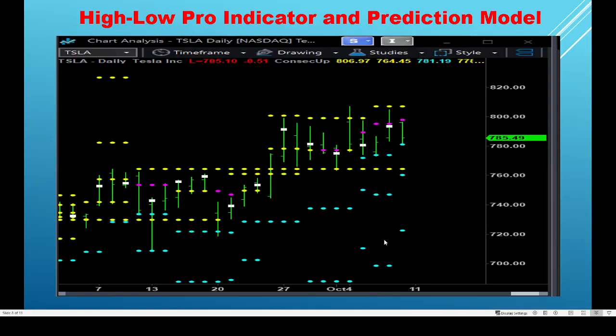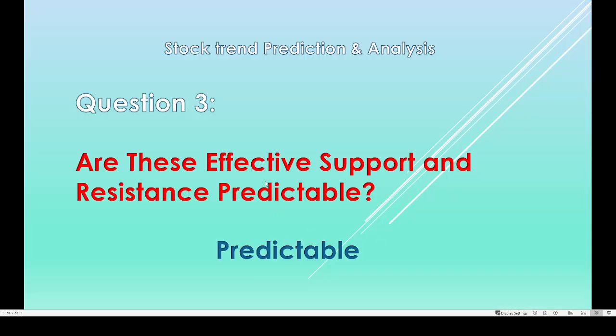So the question is, are these effective support and resistance predictable? The answer is yes, it is predictable. Why? Because many big investment companies, or maybe some big major shareholders, a lot of them may do automatic trading. They use a computer, use some kind of algorithm, and they use their own resistance and support and do some trading. But you don't know their embedded or hidden support and resistance level.